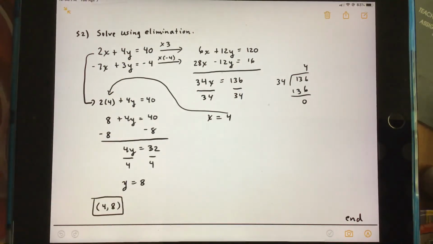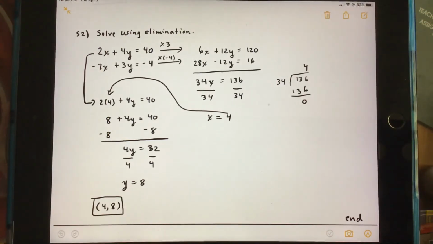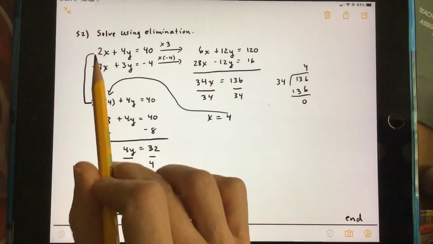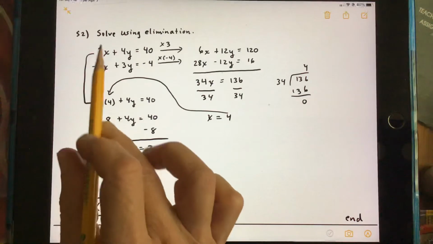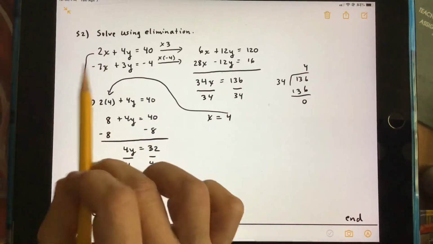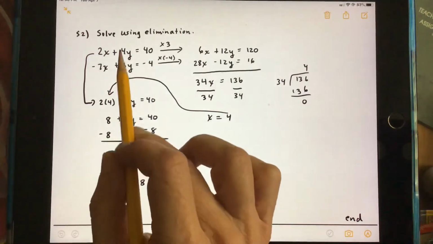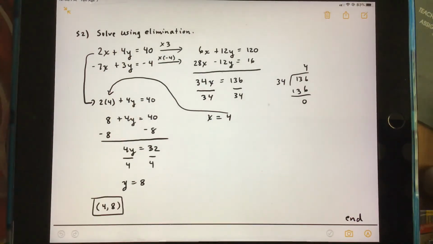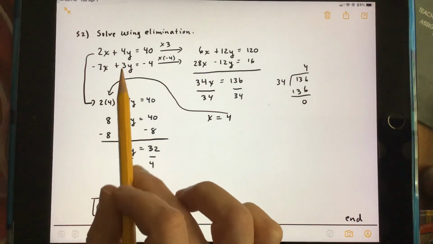All we have to do is rewrite one or both of these equations in higher terms so that we create opposites. So we ask ourselves to create those opposites, what do 2 and 7 both go into? They both go into 14, so we're looking for the least common multiple of 2 and 7. I could create opposites 14x and negative 14x, or I can look at the coefficients on my y terms and ask what do 4 and 3 both go into? What's the least common multiple of 4 and 3, and that's 12.